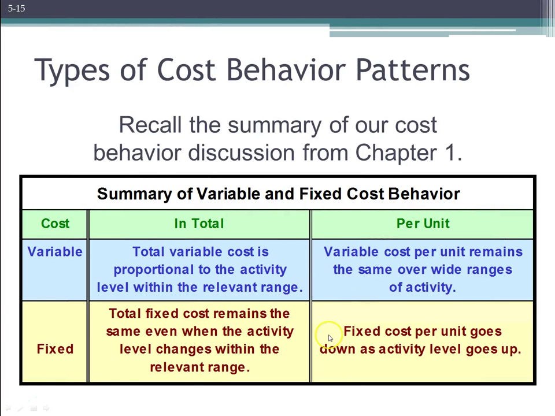And finally, that brings us to fixed cost on a per unit basis. And this also behaves almost inversely to variable costs, whereas fixed costs on a per unit level goes down the more activity we have.